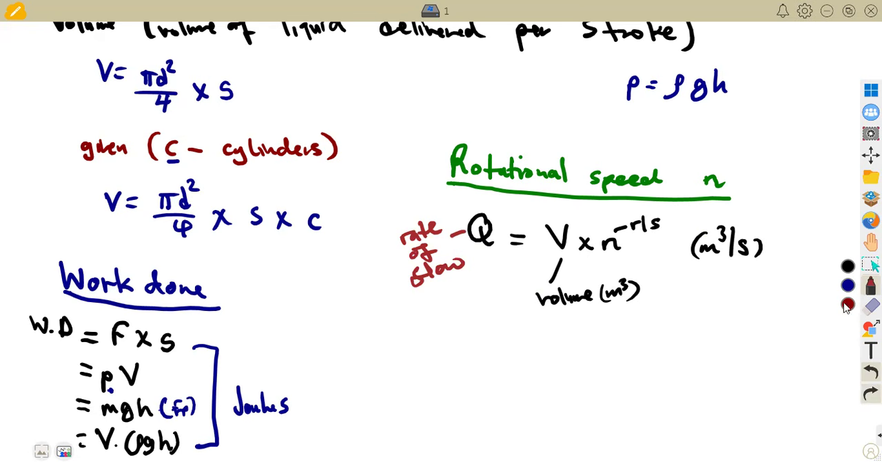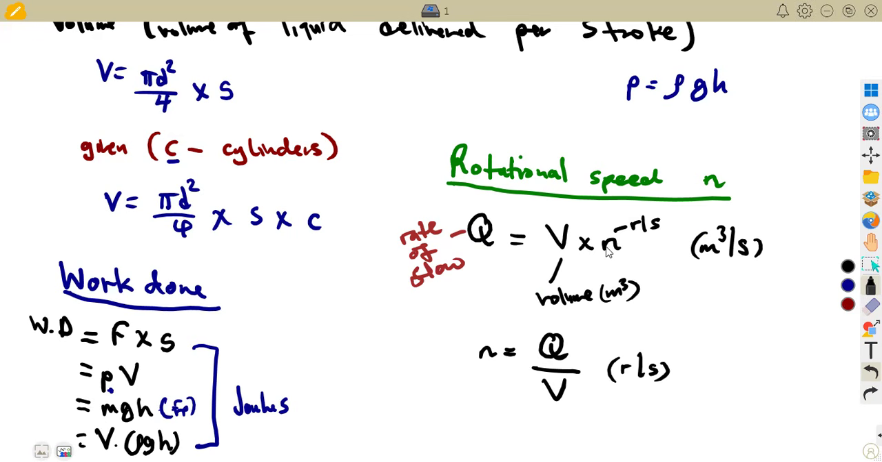So we can make N the subject. That is, the rotational speed is equal to, you divide by V on both sides, the rate of flow over the volume. Remember that the rate of flow is cubic meters per second, and the volume is given in cubic meters. So this is going to give us N, the rotational speed in revs per second, revolutions completed per second. That is the idea there.